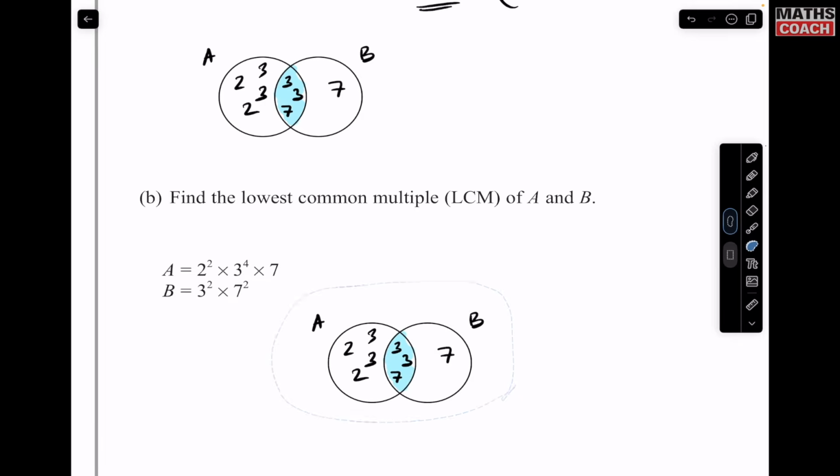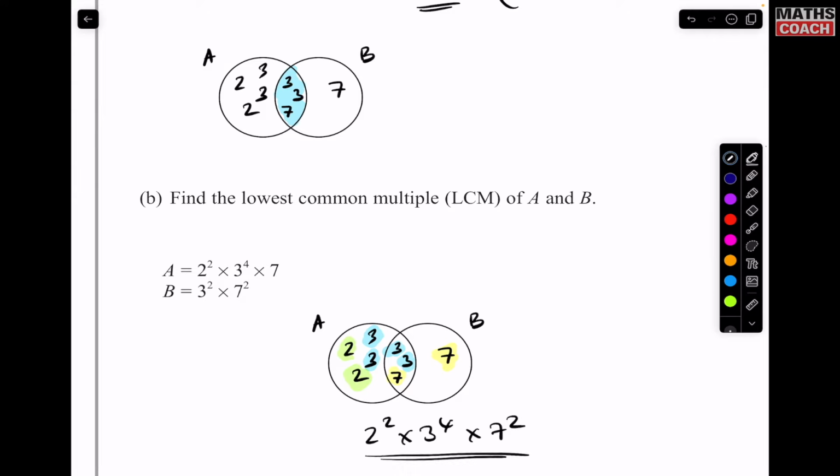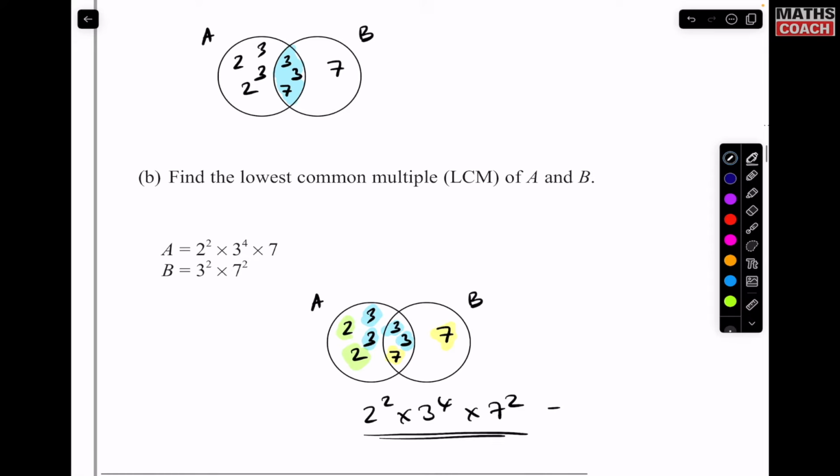All right. And what we're looking for this time? Well, the LCM is all the numbers, okay, multiplied. All the numbers multiplied. So we have 2 squared. We have 3 to the power of 4. So let's write them down. 2 squared times 3 to the power of 4 times 7 squared. Right there. Okay. So that would be the LCM. You've got a calculator to use. If you put that into your calculator, you get 15876. And that's your LCM.